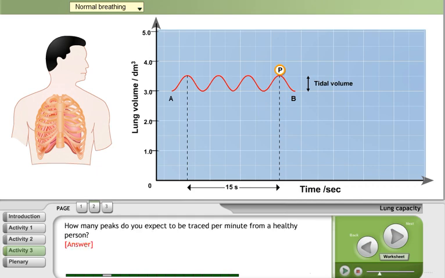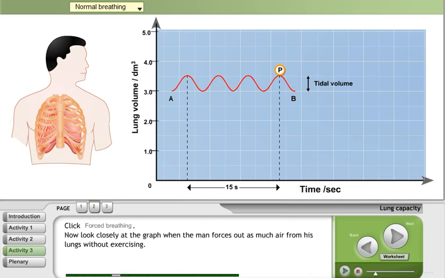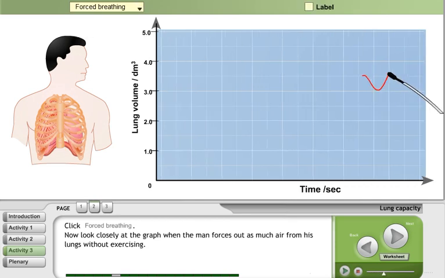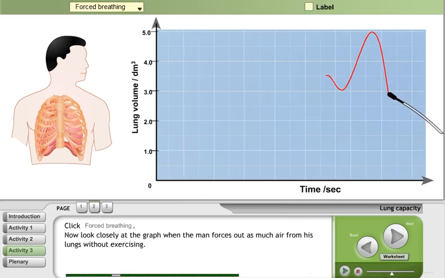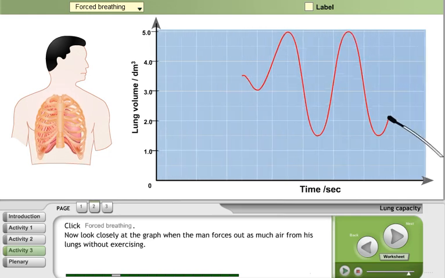How many peaks do you expect to be traced per minute from a healthy person? Answer: 15 to 20 peaks per minute. Click Forced Breathing. Now, look closely at the graph when the man forces out as much air from his lungs without exercising.